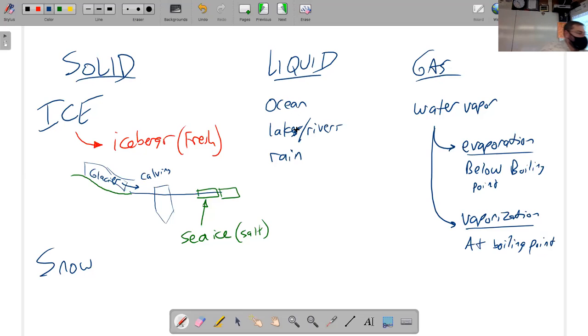All right, so those are common ways that we find water on Earth. So a big deal is how do we change from one phase to the other? As ice, this is really cold.